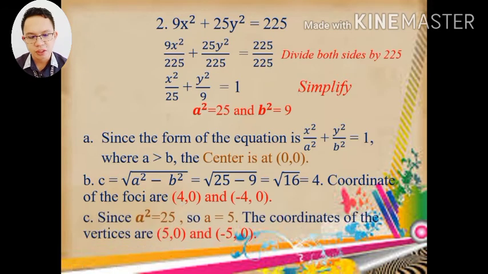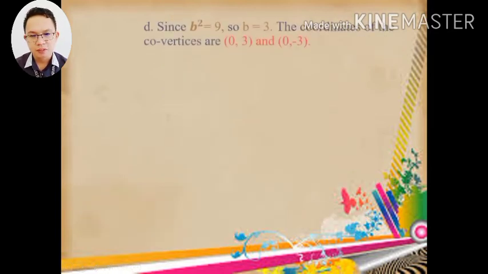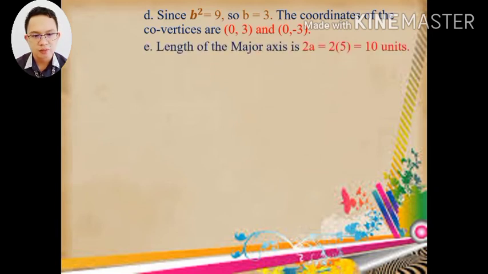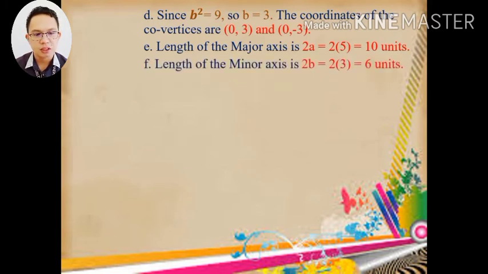So, since A squared is 25, your A is 5. The coordinates of the vertices are 5, 0 and negative 5, 0. Since B squared is equal to 9, so B is 3 kasi square root of 9 is 3. So, the coordinates of the co-vertices are 0, 3 and 0, negative 3. Length of the major axis, 2 times A, that is 10 units. Length of the minor axis is 2B, so 2 times 3 is 6 units.